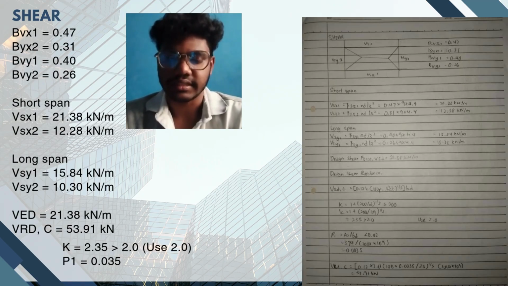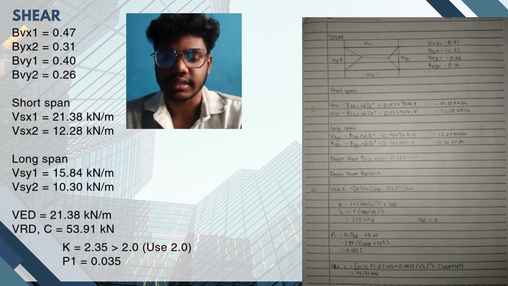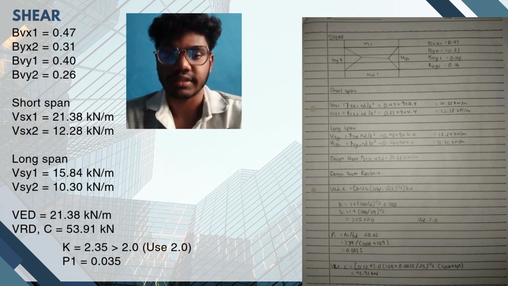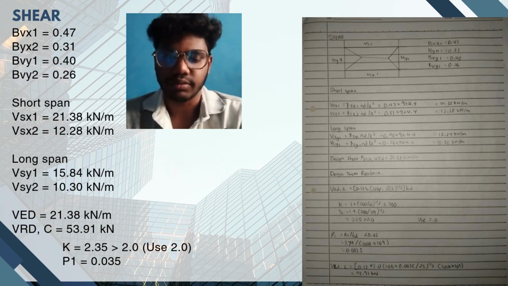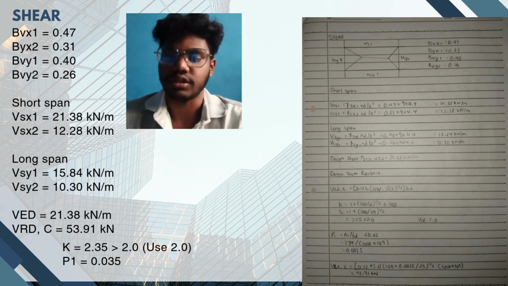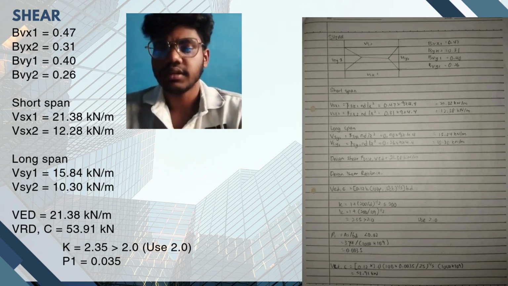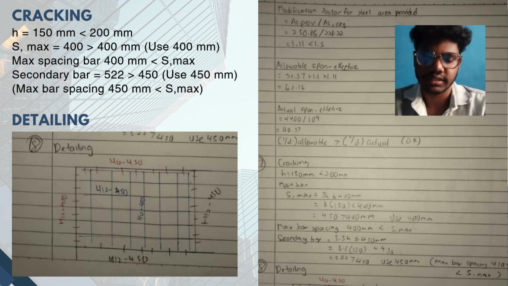So we'll design shear resistance, which is VRDC, and to get it, we use K value, which is 2.35, bigger than 2, so we will use value 2. For P1 is 0.0035. So VRDC is equals to 53.91 kilonewton. So for Vmin, we have 53 bigger than the actual, which is okay.